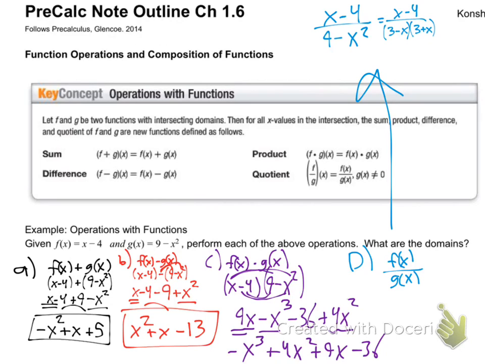here's the thing. If I go back to my originals, my original was an x minus 4. That's a line. Are there any restrictions on an x minus 4 line? Are there any values of x that I'm not allowed to put in? What's the domain of x minus 4? Positive to negative infinity, basically all real numbers.